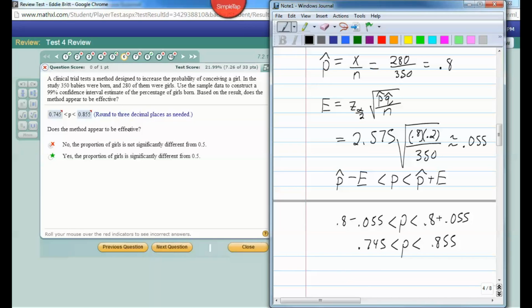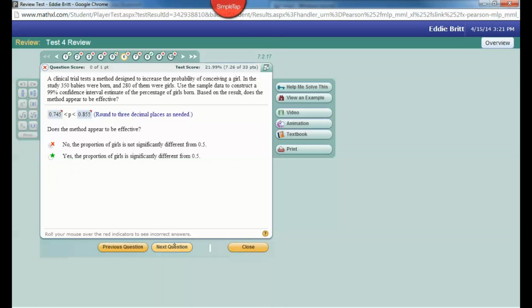Does the method appear to be effective? So that means we're 99% confident that the actual percentage or proportion, our sample was 80%, but we're 99% confident that the actual percentage is between that 74.5% and 85.5%. That sounds pretty reasonable. It's above 50%, so I would think that the method was effective. Okay.